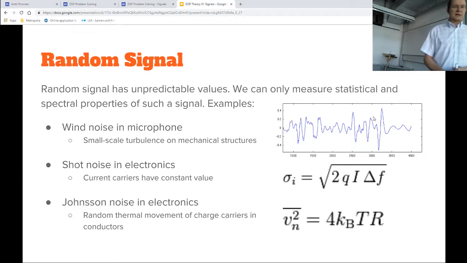Shot noise in electronics. Okay, shot noise, remember that one? Current is actually carried by electrons. Okay, electrons or holes, but the hole remains at the same place. You just have the electron which is jumping from one hole to another. And the higher the current, the more shot noise you have.